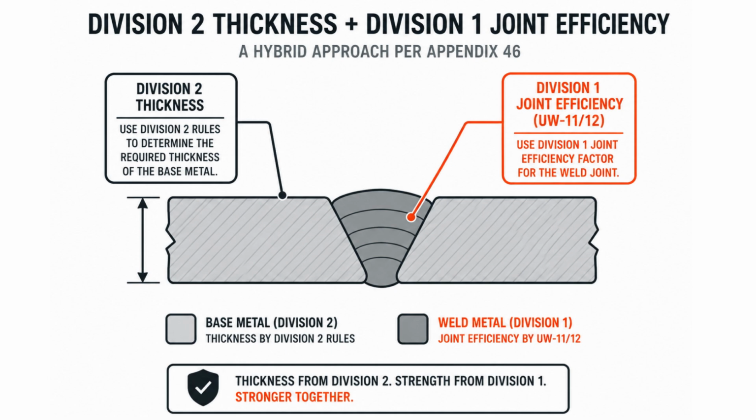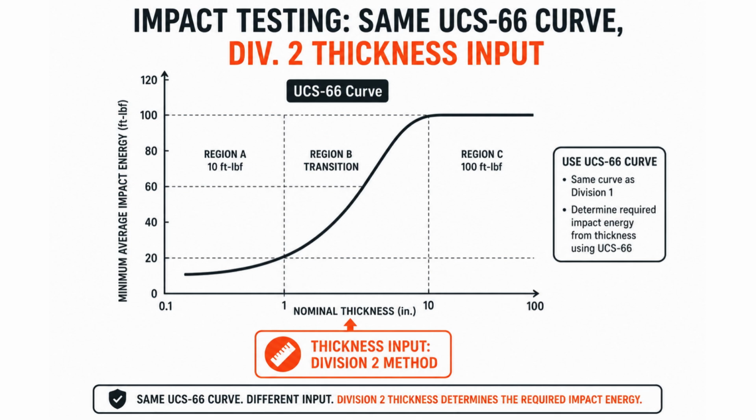Here's the part that connects straight back to earlier episodes. Even when the thickness comes from Division 2, weld joint efficiency still comes from Division 1, UW-11 and UW-12, exactly as covered in episodes 4 and 5. Full RT still earns you 1.0. Spot RT still gets 0.85. Skip it, and you're still at 0.70. Division 2 doesn't get to relax that requirement. The component's shape might be designed one way, but how much the code trusts your weld is still decided entirely by Division 1.